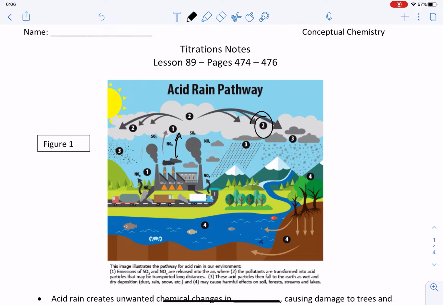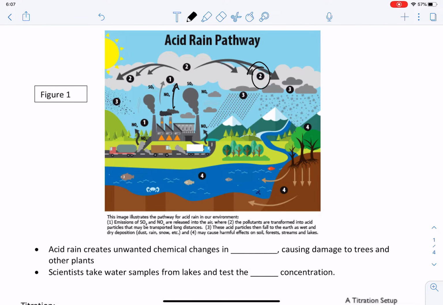So scientists often can take samples of lakes and they can test the acidity of them. And they can test the acidity of lakes through this idea called a titration. So for this, acid rain creates unwanted chemical changes in soil, causing damage to trees and other plants. And so scientists take water samples and they want to test the hydrogen ion concentration, right? Because an acid is basically one that has accumulated a lot of protons, a lot of hydrogen ions.